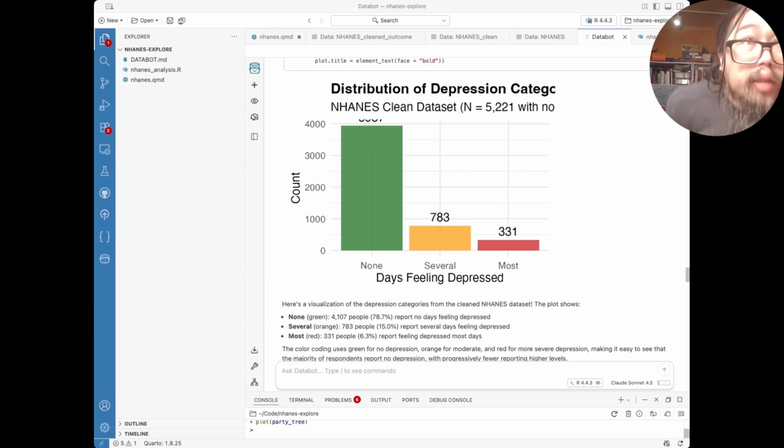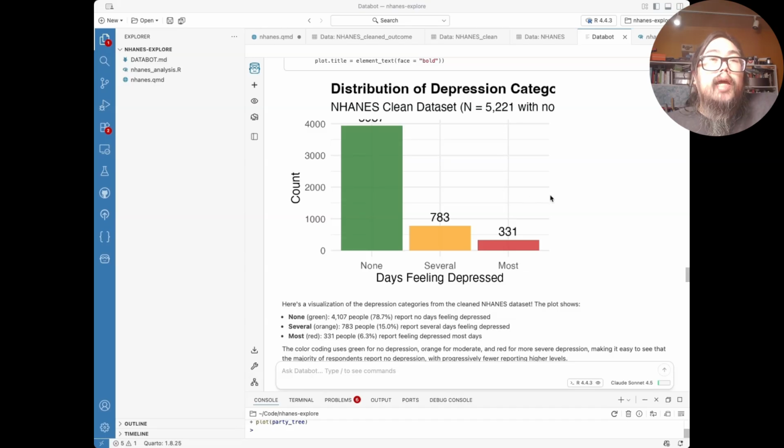Okay, so last time I did a little bit of exploration using the Databot large language model. And I'd just like to take some time to evaluate and see how well it did. We started out with this data set called NHANES. We did a little bit of cleaning. There were actually a number of duplicate rows, so we removed those and basically got an N of about 5,200.